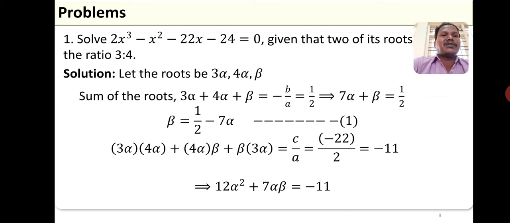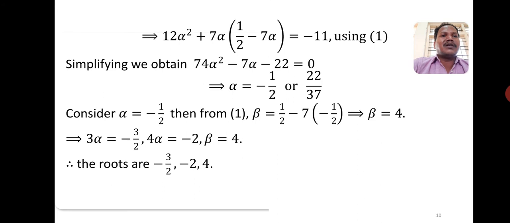Otherwise, we can take the expression for beta equals 1 by 2 minus 7 alpha, call it equation number 1. And once again we will take the sum of products taken two at a time: 3 alpha into 4 alpha plus 4 alpha into beta plus 3 alpha into beta equals c by a. Here c is minus 22, a is 2, therefore minus 11. After simplification of the above equation, it becomes 12 alpha square plus 7 alpha beta equals minus 11.